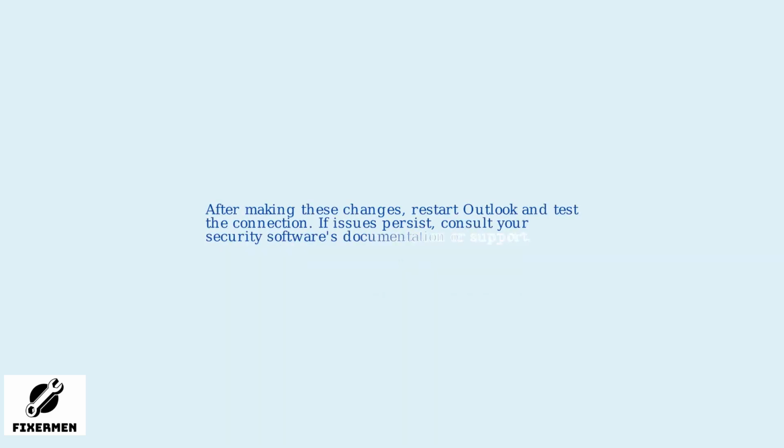After adjusting your settings and whitelisting Outlook, restart the application and try connecting again. If the problem continues, check your specific antivirus or firewall documentation for additional troubleshooting steps.